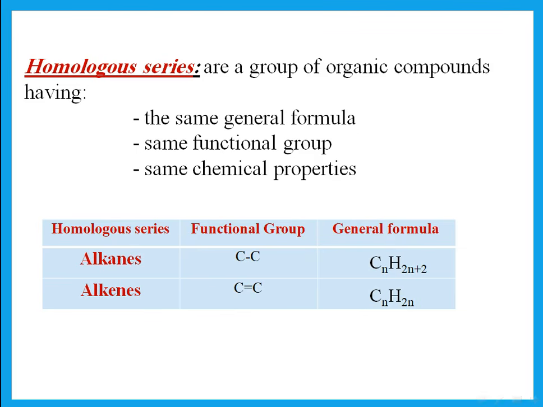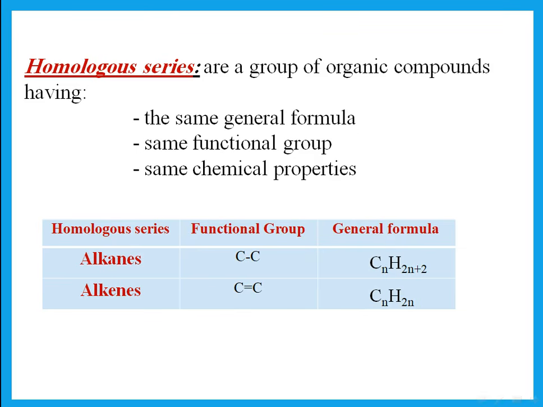The alkenes have a general formula of CnH2n, so the number of hydrogens in an alkene is twice the number of carbons. So, in a homologous series like alkanes, all the members have the same general formula. They also have the same functional group. So we said all alkanes have only single bonds between carbons, and alkenes, for example, have a double bond between carbons. So these are the functional groups. And all the members of the same homologous series have the same chemical properties.